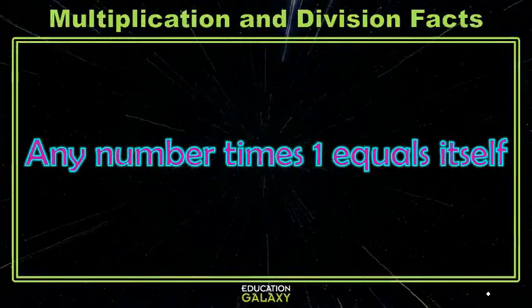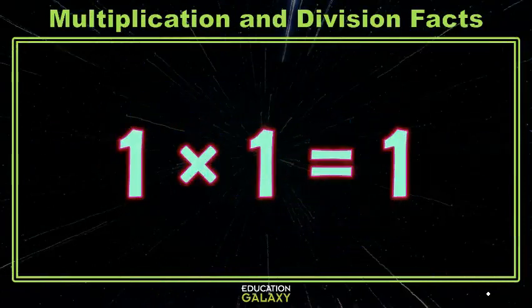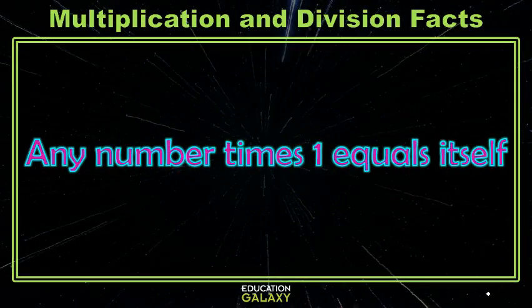What about the number 1? Any number times 1 is itself, so 7 times 1 is 7, 1 times 8 is 8, even 1 times 1 is 1, because any number times 1 is itself.